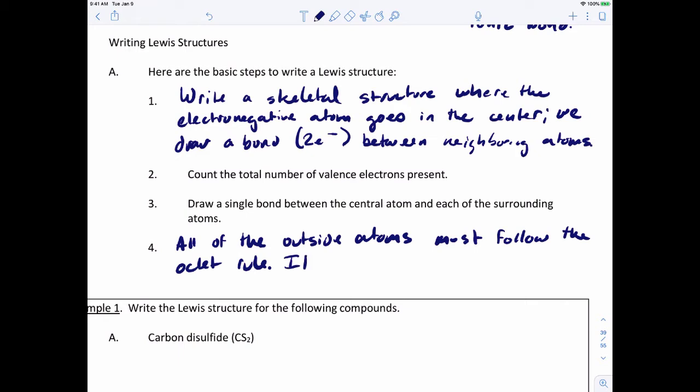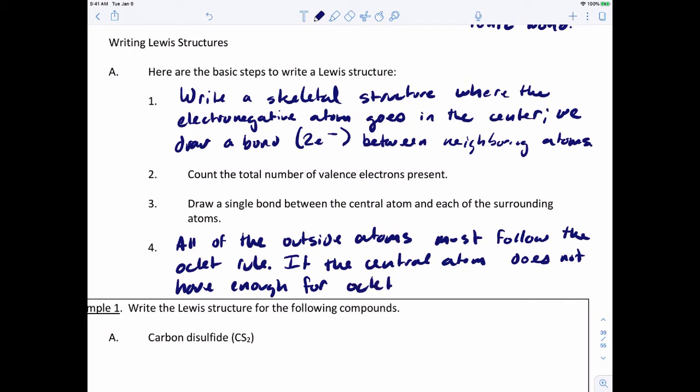Okay. And if the central atom does not have enough for an octet, then we use a lone pair to form a double bond or a triple bond, depending on the situation.